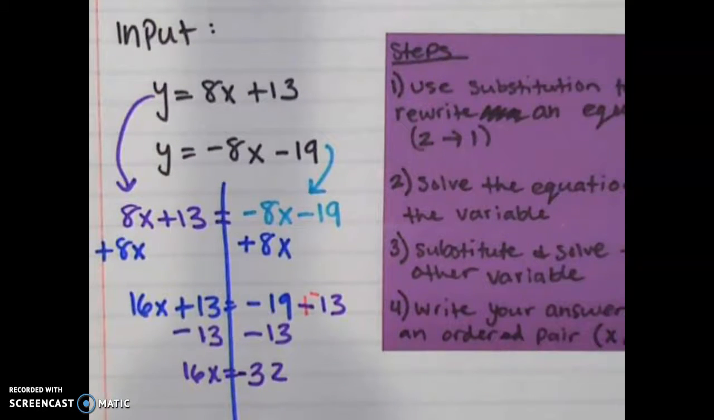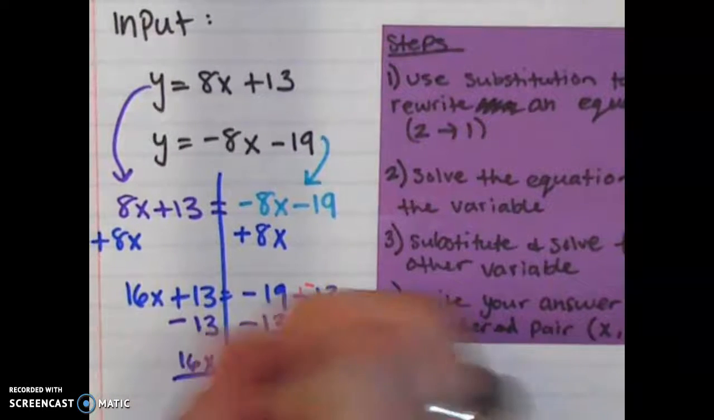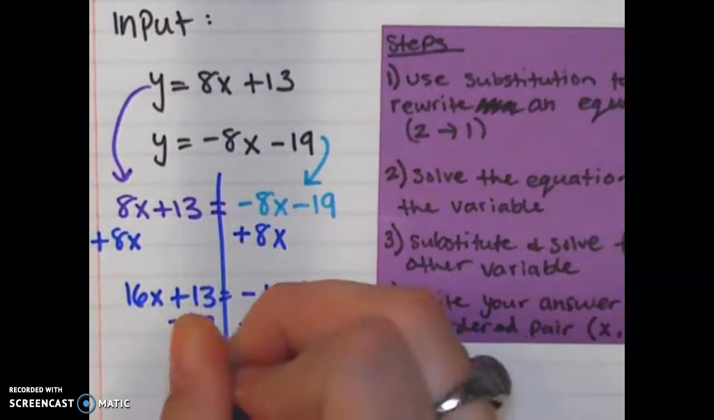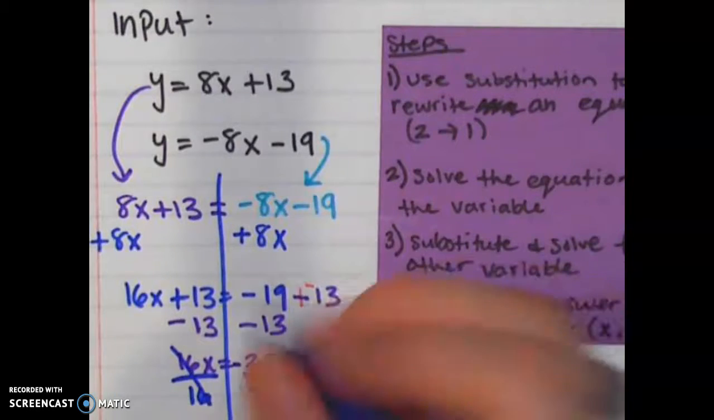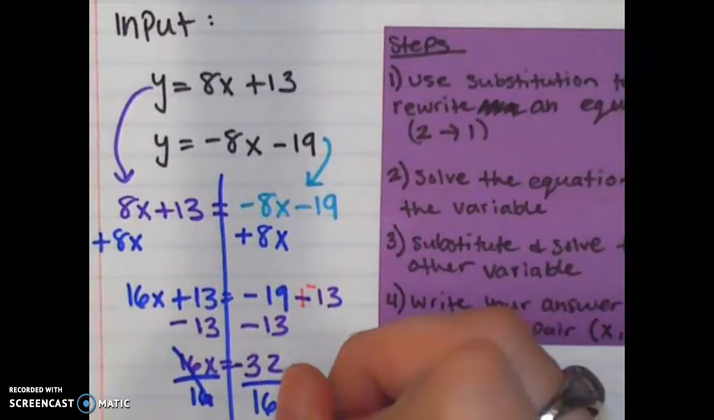Last but not least, we got to get x all by itself, so I need to divide by 16. 16 divided by 16 gets us 1. That goes away. Divide by 16, and I'm left with x equals 2.